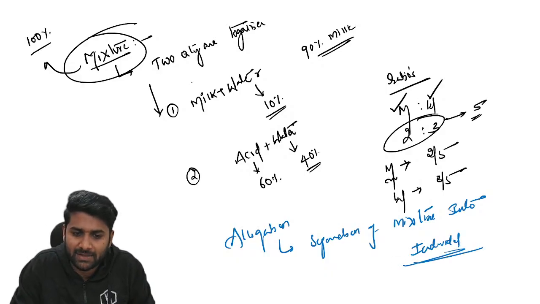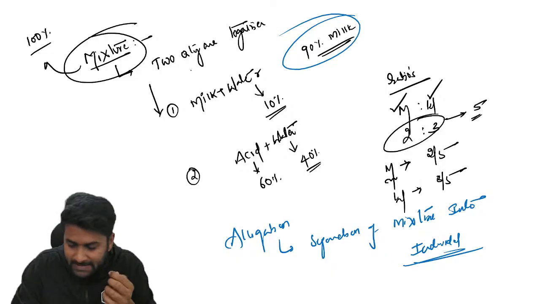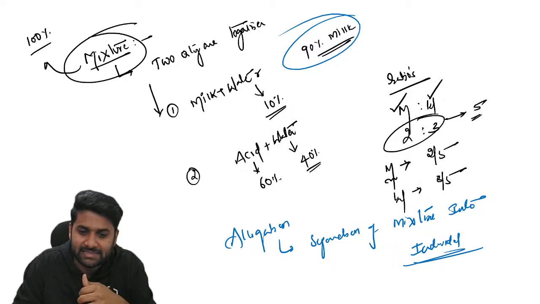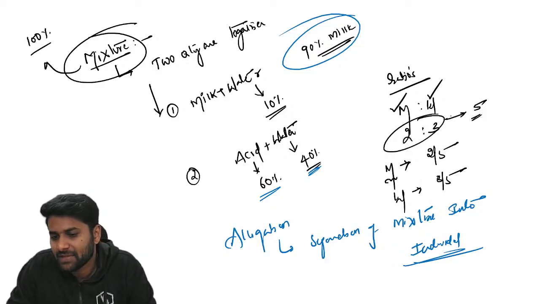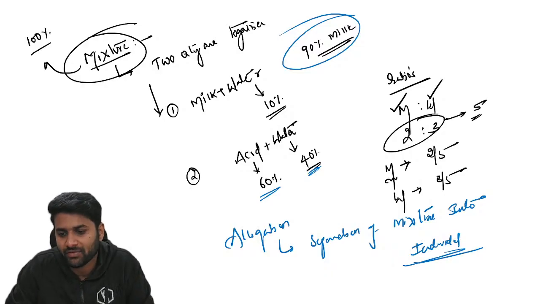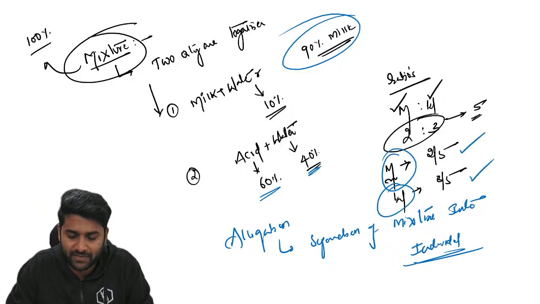If it is 100%, it is a combination of two different quantities. We have to separate it into individuals. Out of 100%, if milk is 90 and the remaining is water, we are separating that information. In the same way, acid is 60% and the remaining is water. If the ratio is 2 is to 3, out of 5 units, 2 units are milk and 3 units are water. So the milk concentration is 2 by 5 and the water concentration is 3 by 5.